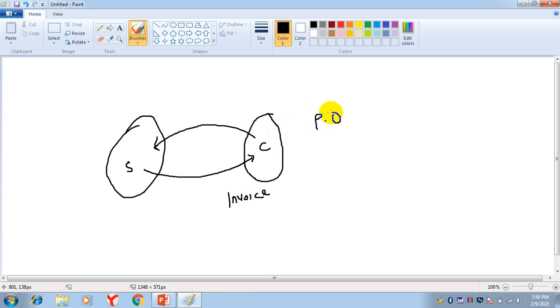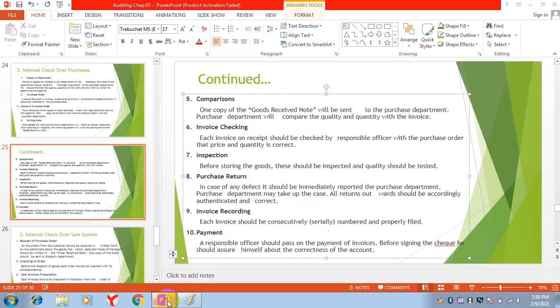Now what will we do? The purchase order will be matched with the invoice. It will be matched for the quantity, for the quality, and for the price. So we are doing this matching.